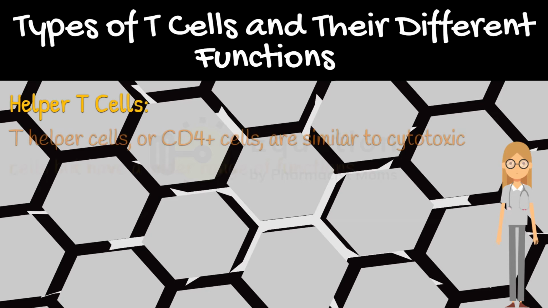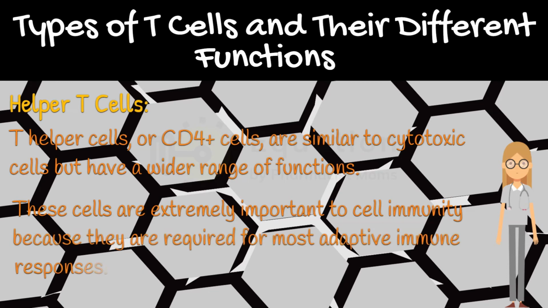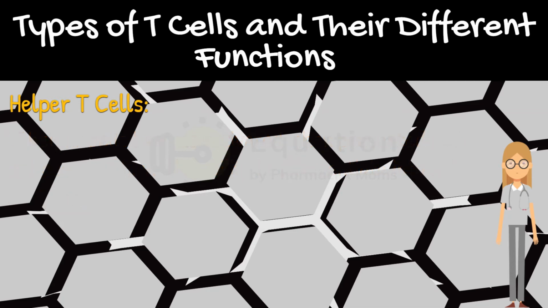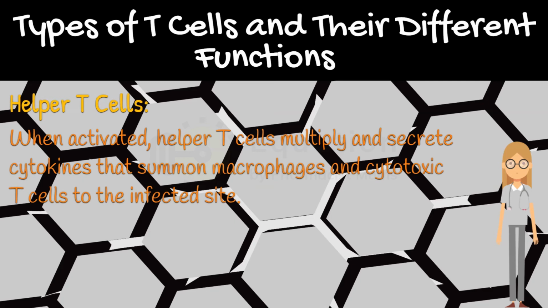What are helper T cells? T helper cells, or CD4+ cells, are similar to cytotoxic cells, but have a wider range of functions. These cells are extremely important to cell immunity because they are required for most adaptive immune responses. T helper cells become activated when presented with antigens and have the ability to differentiate into cell subtypes. When activated, helper T cells multiply and secrete cytokines that summon macrophages and cytotoxic T cells to the infected site.